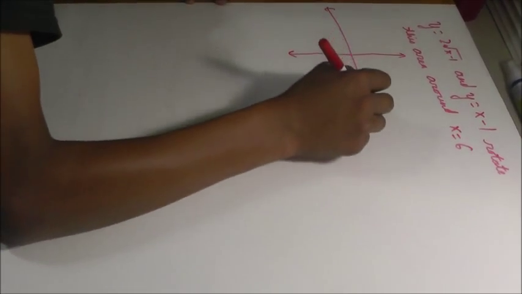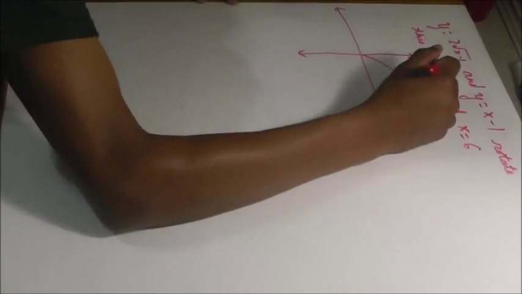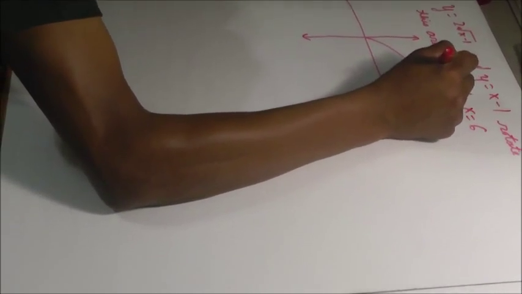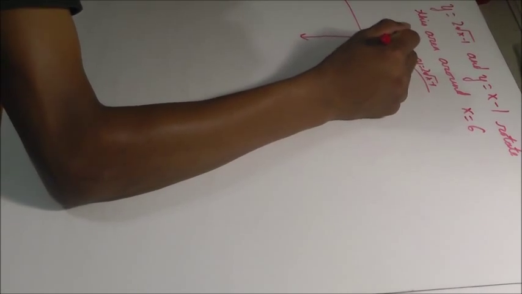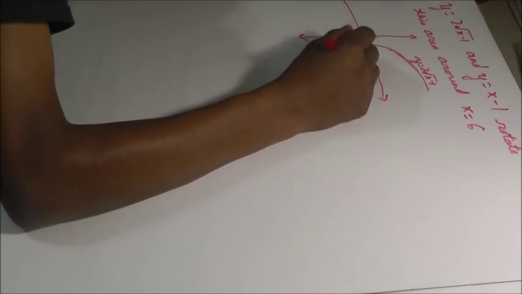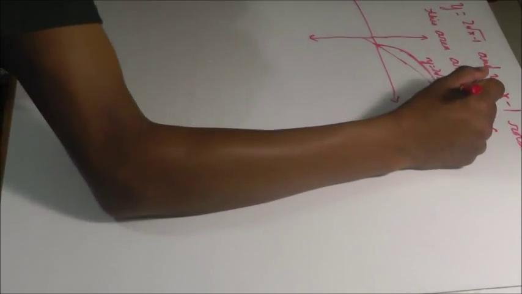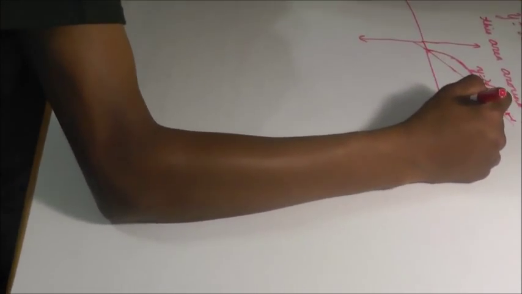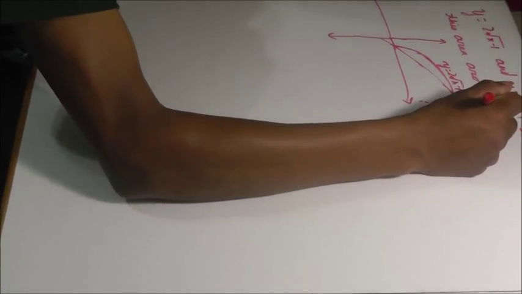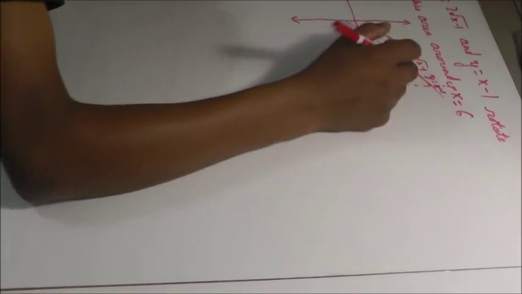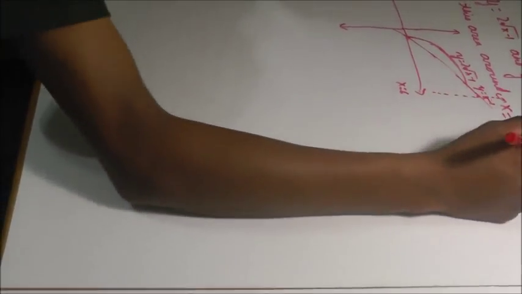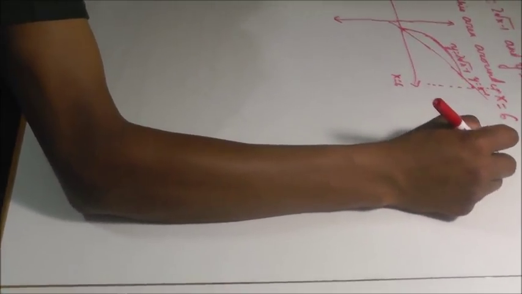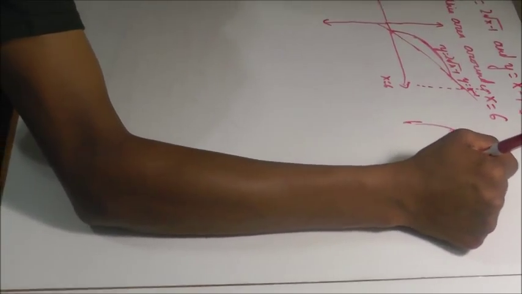We have our graph y equals 2 root x minus 1 here. We have our graph here, and we have our graph y equals x minus 1. And then we have the line around which we revolve it, x equals 6. So the solid that is formed is going to look something like this.